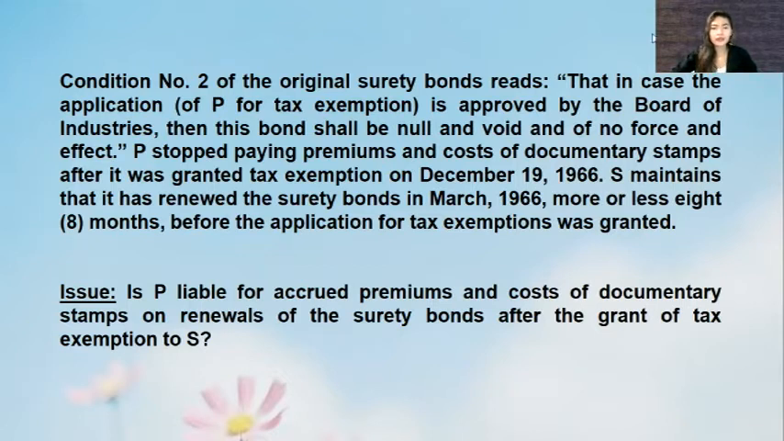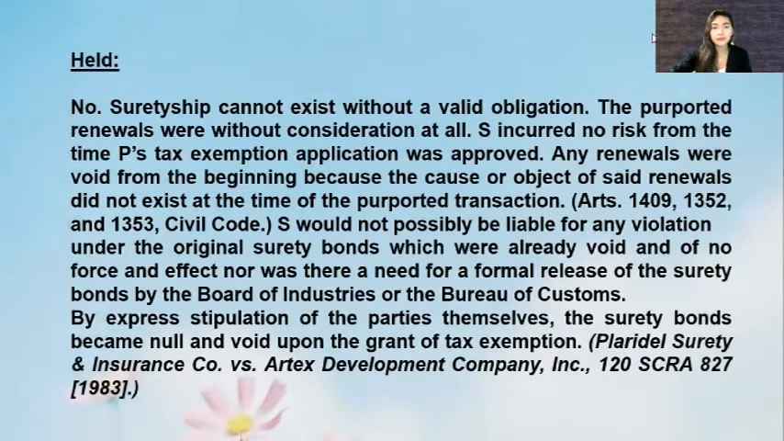So what is the issue of this case? Is P liable for accrued premiums and cost of documentary stamps on renewals of the surety bonds after the grant of tax exemption to S? So the court held that no, suretyship cannot exist without a valid obligation. The purported renewals were without consideration at all.